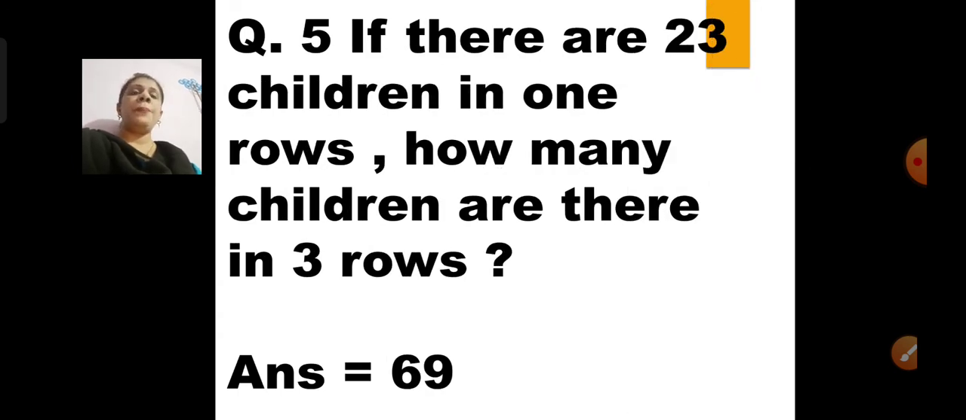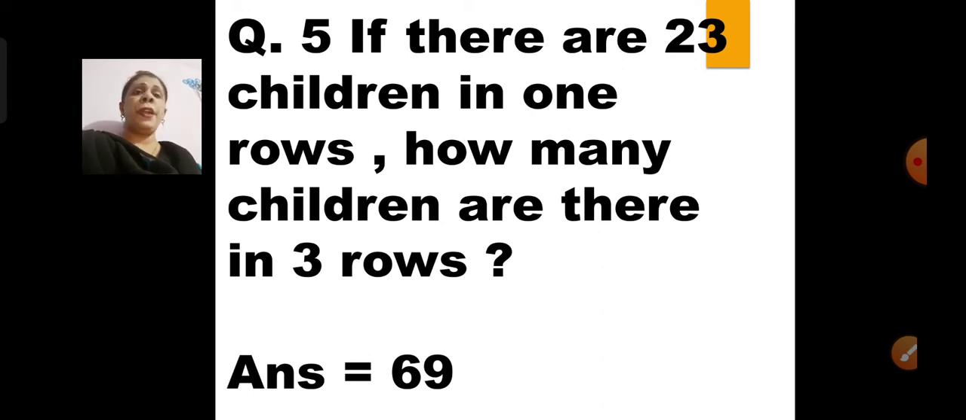Question number 5. If there are 23 children in one row, how many children are there in 3 rows? Now, here it is written row, but you write rows, okay? It is one, so it will be row, not rows. By mistake, it is written rows. So you write rows. If there are 23 children in one row, how many children are there in 3 rows?